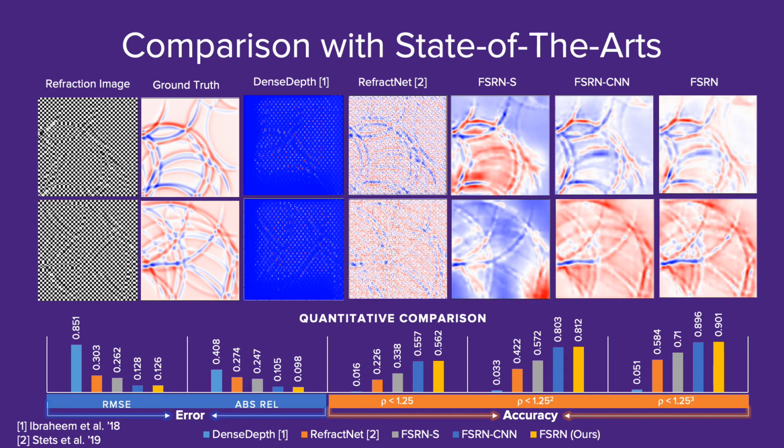We compare our network with the state-of-the-art depth prediction networks. We can see that our network achieves the best performance. Without the physics-based refraction loss and the temporal consistency constraints, other depth prediction networks do not work well on fluid scenes.